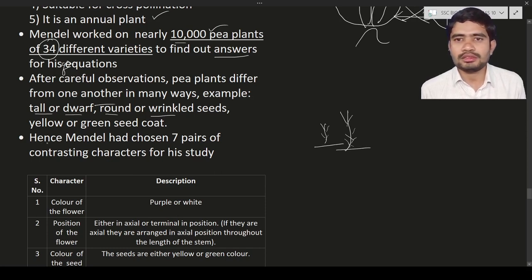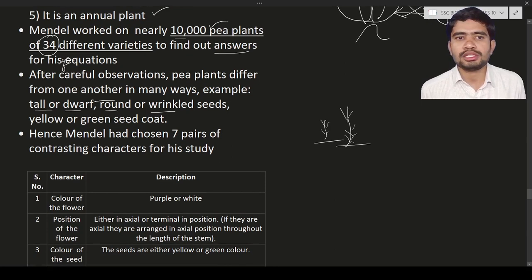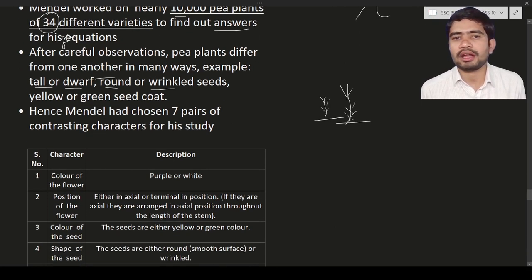Hence Mendel chose 7 pairs of contrasting characteristics. Here we have seen a term known as seed coat. What is a seed coat? A seed coat is a microscopic, thin layer around the seed. For example, if you see a groundnut, you can take out a thin layer around it. That is the seed coat.